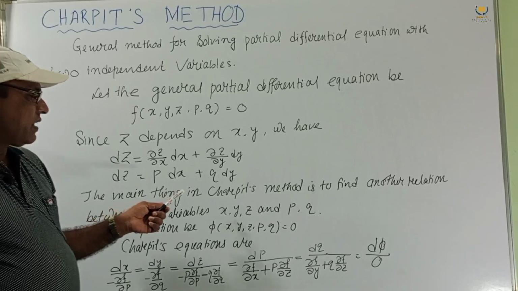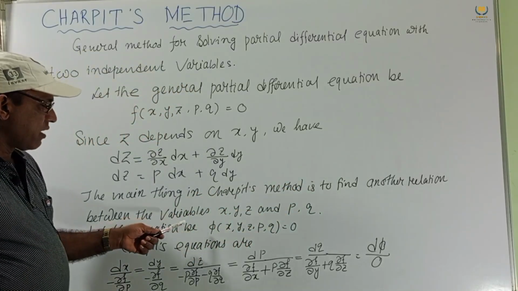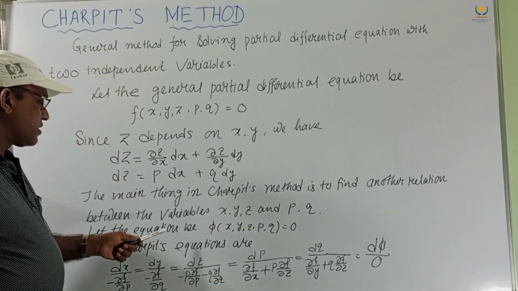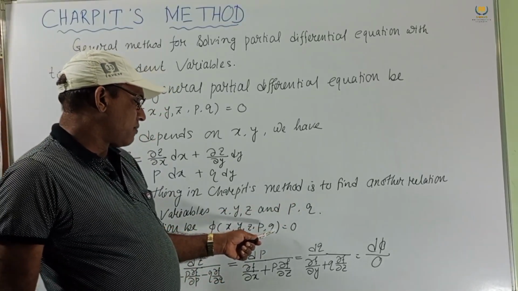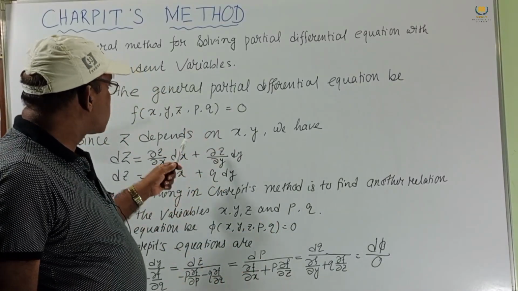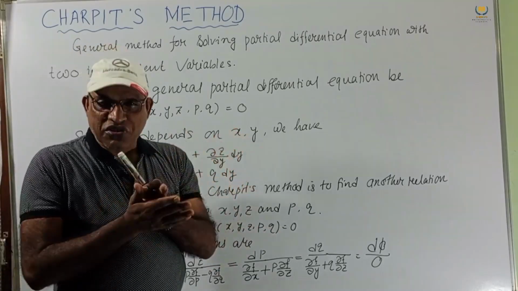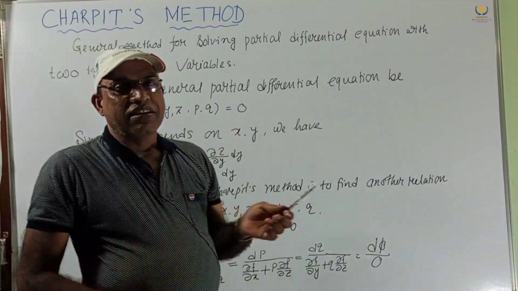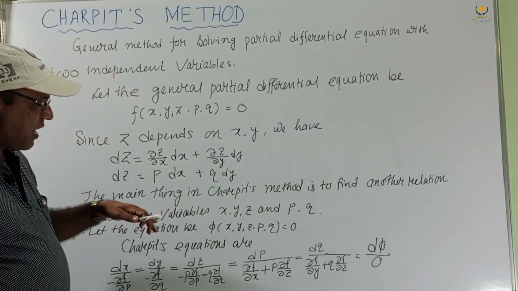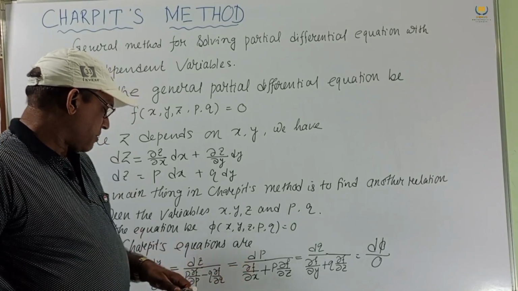The main thing in Charpit's method is to find another relation between the variables x, y, z, p, q. Let the equation be phi(x, y, z, p, q) = 0. If we solve this equation and this equation together, the solution is very lengthy. So by solving this, we get Charpit's equations. I skip these steps and just write Charpit's equation.